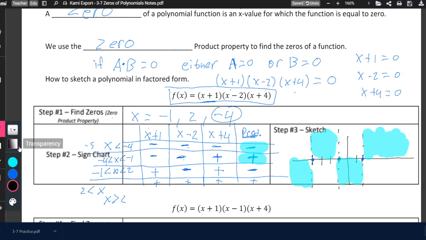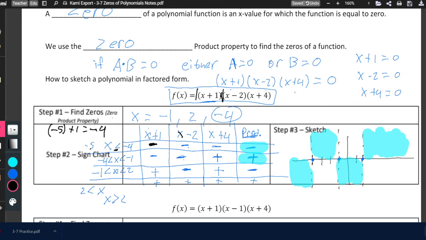The reason for that is, let me change my transparency back. Whenever we pick a number that is less than negative 4, I just chose negative 5 randomly. When we input negative 5, if we do negative 5 plus 1, that gives us negative 4. So that's a negative value, meaning every number less than negative 4, when it's in this range, we get a negative out for this factor. So for this one right here, it is negative.